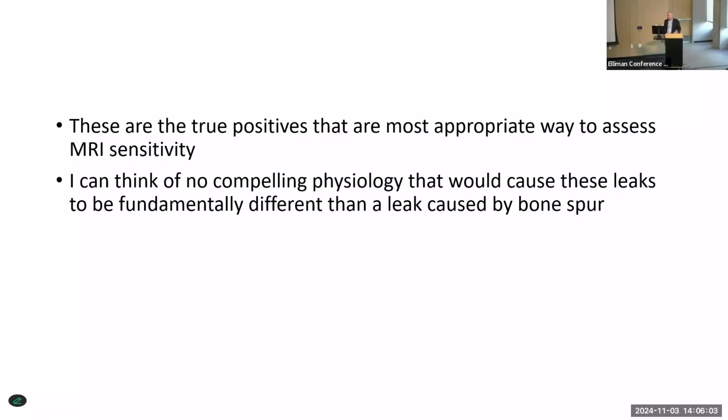So these are what I think are the true positives that are the most appropriate way to assess what MRI sensitivity is in the real world. And as I said, I just don't think I can think of a compelling reason that would cause these leaks to be fundamentally different than a leak caused by a bone spur.